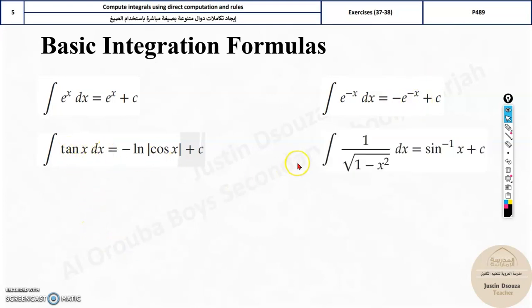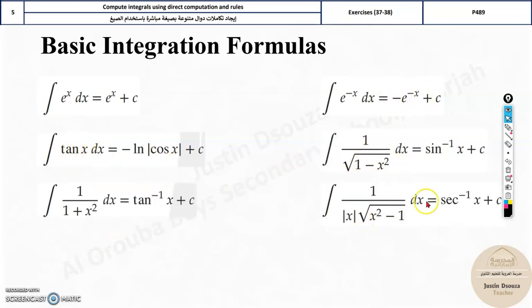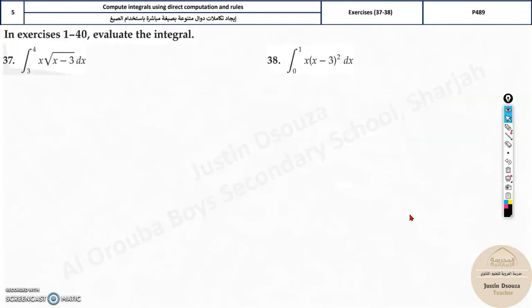And then we have over here the inverse trigonometric function formulas. These are also very important. You need to remember this. Whenever there is no square root, it's just 1 plus x squared, it's tan inverse, whereas sine inverse has square root and it's 1 minus x squared. Whereas if it's secant, then you have magnitude x times square root of x squared minus 1. Now let's look into the problem.